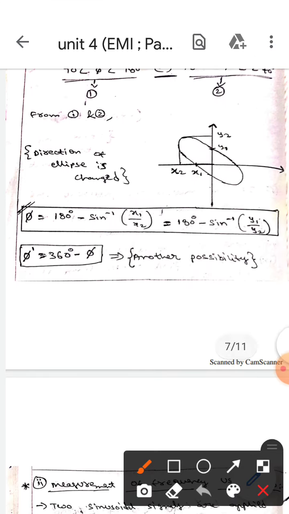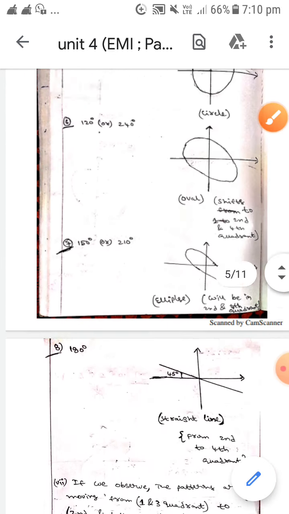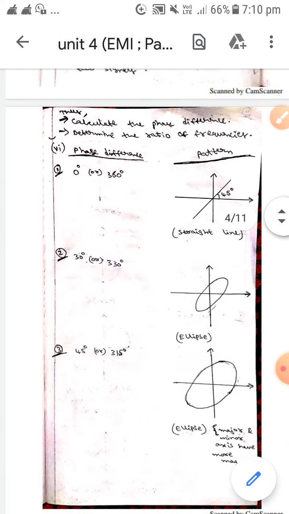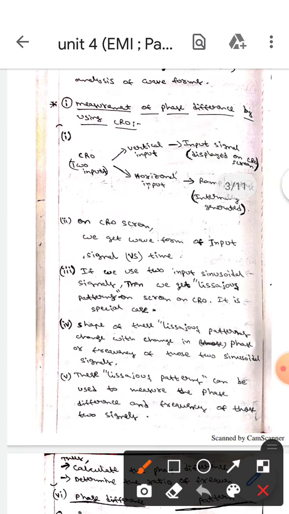Here the formula is phi is equal to 180 degrees minus sin inverse of x1 by x2, which equals 180 degrees minus sin inverse of y1 by y2. Here another possibility is phi dash equal to 360 degrees minus phi. This is all about the measurement of phase difference by using CRO.